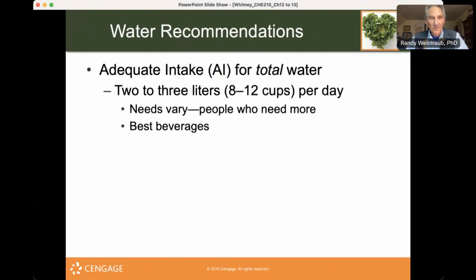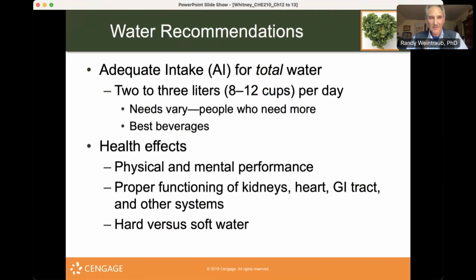Okay, so water, the adequate intake, is roughly 2 to 3 liters of water. That's 8 to 12 cups per day. And of course, it varies among people with regard to their body composition, their sweating and breathing, and other factors. Maintaining water balance has very important health effects.